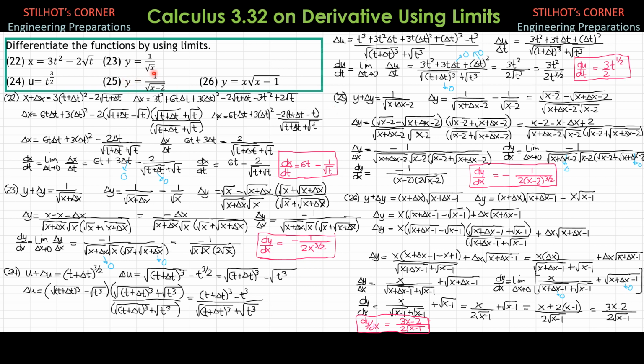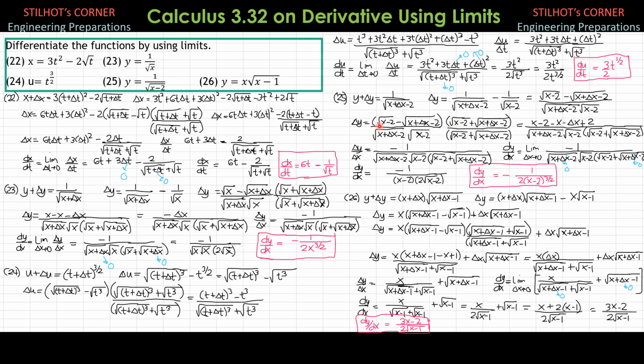Number 25, y is 1 over square root of x minus 2. So y plus delta y is 1 over square root of x plus delta x minus 2. Delta y is 1 over square root of x plus delta x minus 2 minus y, which is 1 over square root of x minus 2. Algebra: square root of x minus 2 times 1 is square root of x minus 2. Then square root of x plus delta x minus 2 times negative 1 is minus square root of quantity x plus delta x minus 2, all over LCD, which is the product of these denominators.